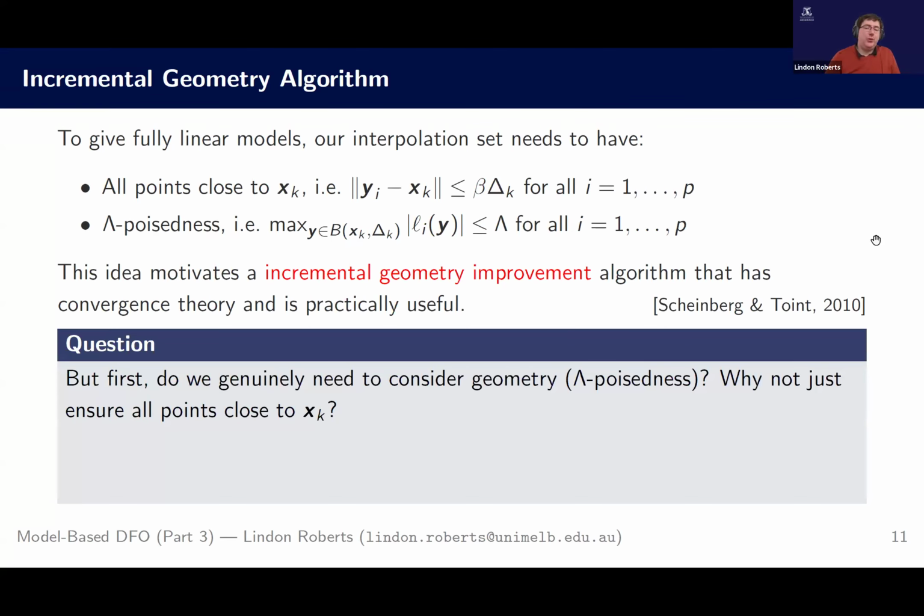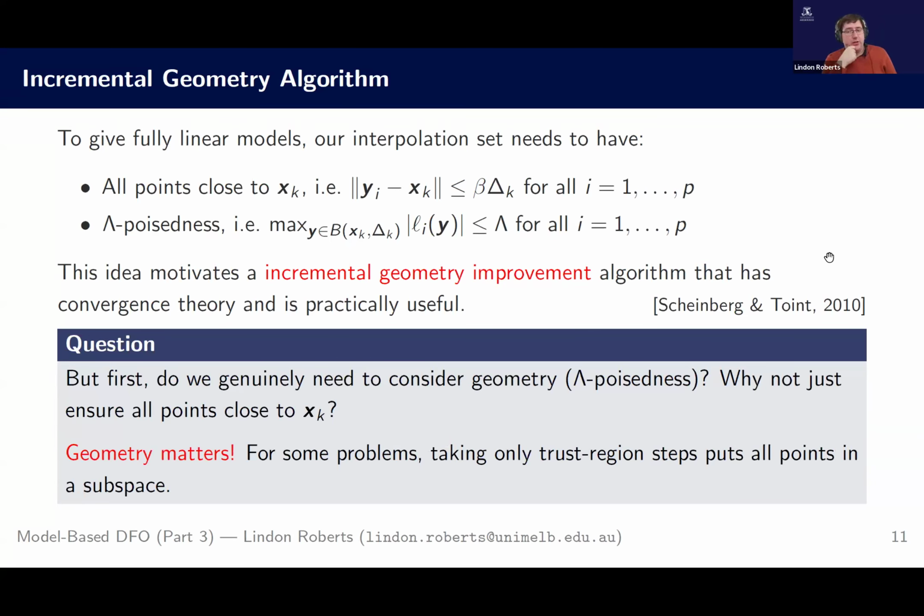But before we go to all that effort, I do want to just mention that I am spending a lot of time focusing on the geometry of the points, this lambda poisedness idea. What would happen if I only worried about the distance to xk? Maybe it would just happen that the points naturally don't get too bad in terms of their lambda poisedness. Maybe that's just going to come automatically. So what happens if I run an algorithm where all I care about is moving far away points close to my current iterate? What's going to happen?